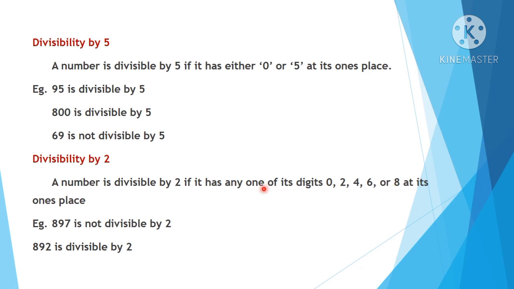Understood now, children? So what are the three rules we have learned today? Divisibility by 10, divisibility by 5 and divisibility by 2. For 10, the ones place should be 0. For 5, the ones place can be 0 or 5. For 2, you should have 0 or 2 or 4 or 6 or 8 in the ones place. If any one of these numbers is there, we can say that it is divisible by 2.